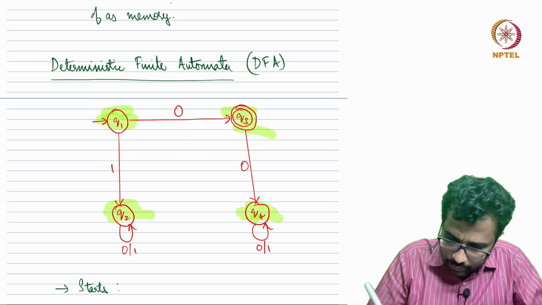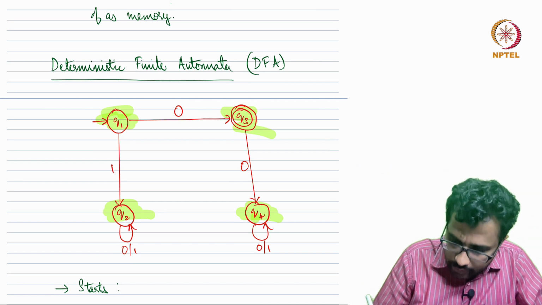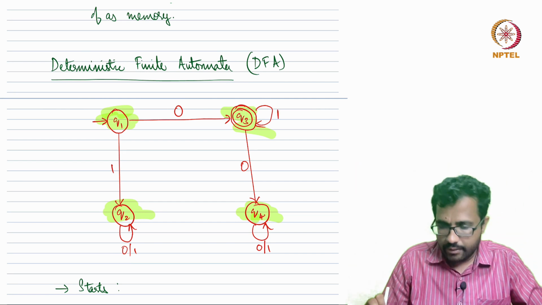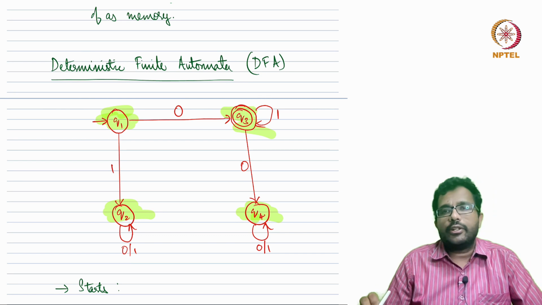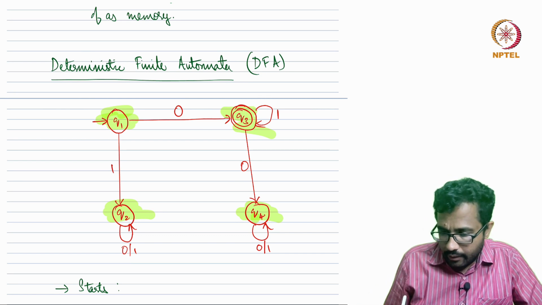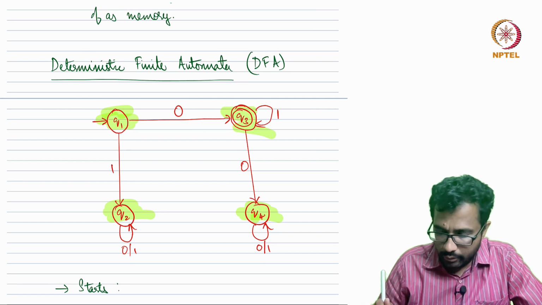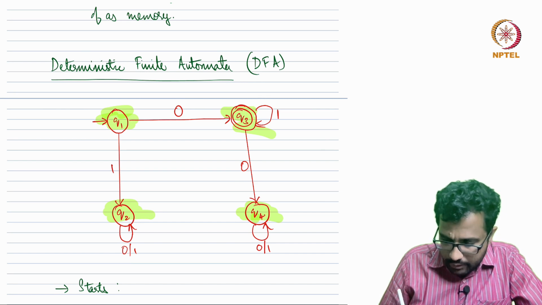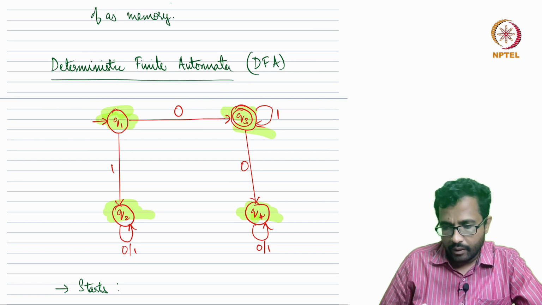I have missed denoting another outgoing arrow, so this should have been this, right? The outgoing arrow for 1 actually comes back into Q3, okay? So these are the 2 outgoing arrows for Q3. For Q2 and Q4, if you see 0 or 1, the arrows just go back to the state itself, right?